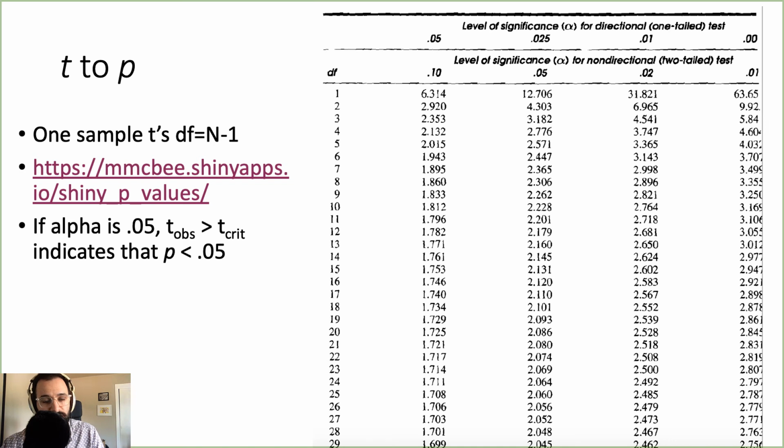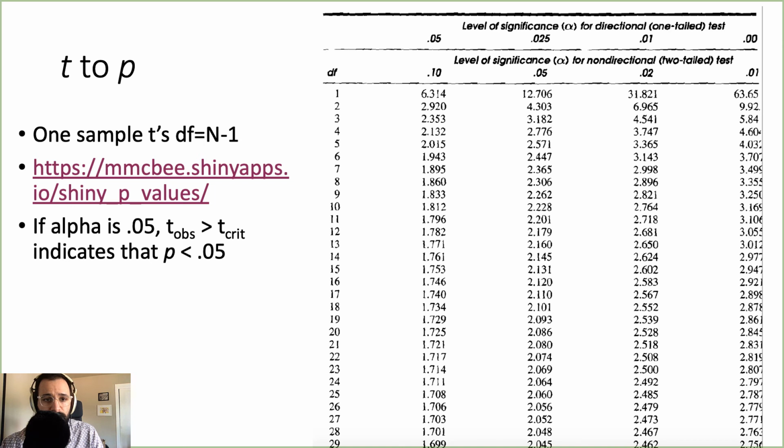The point of this video is to make sure that you have a very careful understanding of what a p-value is, because we left off the last video just getting to calculating t for a one-sample t-test. So once you have t, you then are able to move to p. And there's a couple ways to do that.